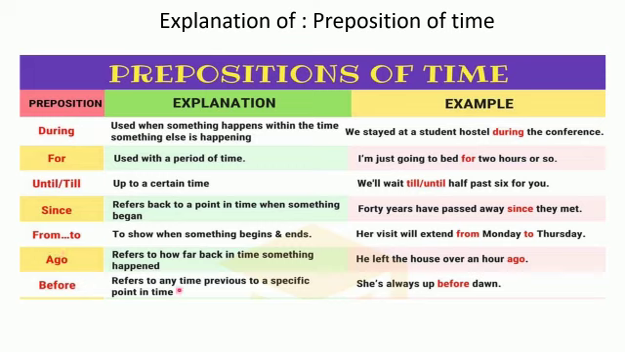Before refers to any time previous to a specified point in time. So here a particular time is given: she always gets up before dawn. So here the previous time is given. The thing has not happened. It is going to happen. So we will use before here.